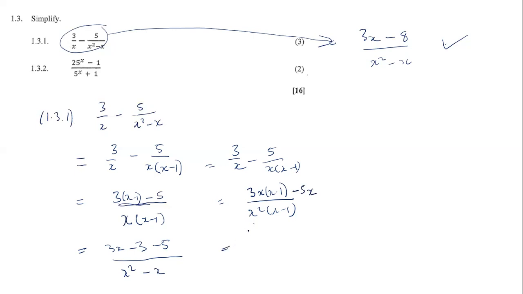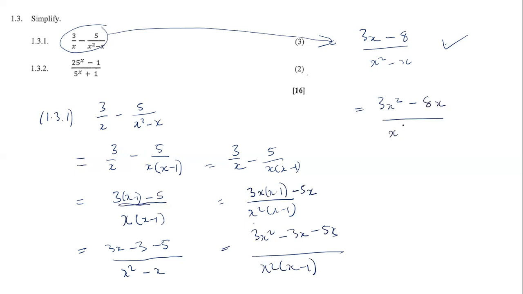And therefore, let's see. Now, can we distribute? Yes, we can distribute. This multiplied by that is going to be 3x squared. This multiplied by that is going to be negative 3x minus 5x, divided by x squared, x minus 1. And therefore, now let's work it out at the top. When we work it out at the top, the like terms are this one and this one. So that means you're going to have 3x squared, and then this one and that one is going to be negative 8x, divided by x squared, x minus 1.